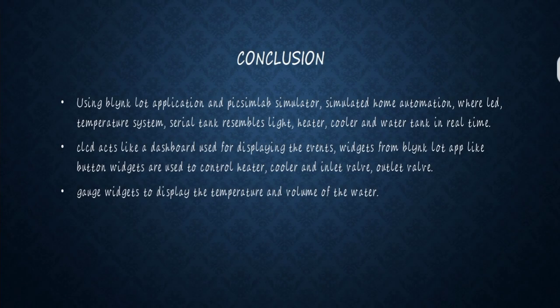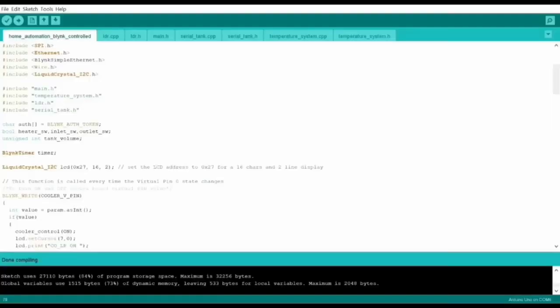We have come to the last part of the project, that is the conclusion. In this project we used the necessary equipment and built an IoT home automation project which is controlled by the Blynk IoT mobile application. Now I will explain the code of this automation project.